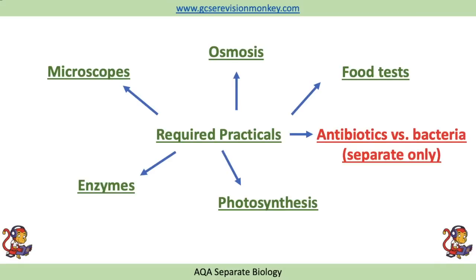Here are the biology paper 1 required practicals for separate science. So there are lots of required practicals to have a look at because you don't know which ones are going to come up, but some definitely will, worth 15% of the marks. So you've got photosynthesis, enzymes, microscopes, osmosis and food tests, as well as antibiotics and bacteria, which is a triple science or separate only practical.